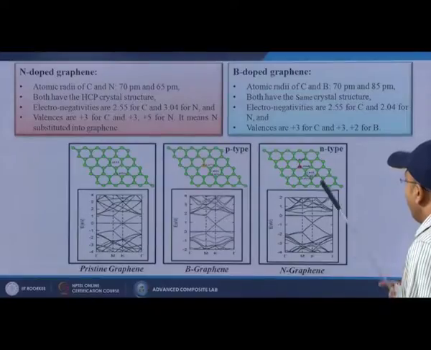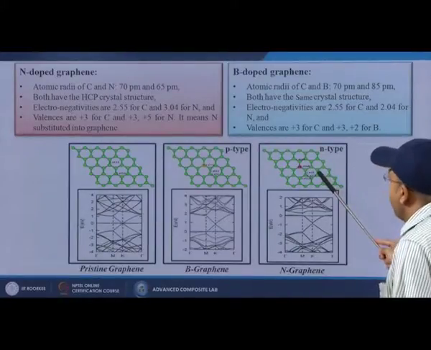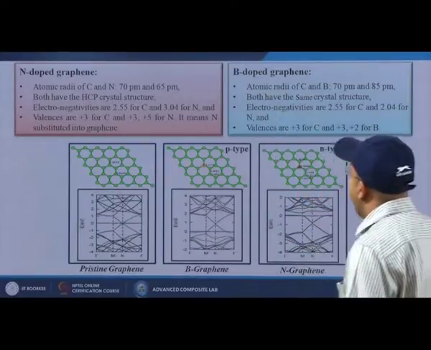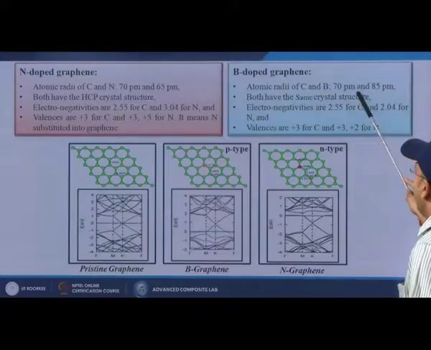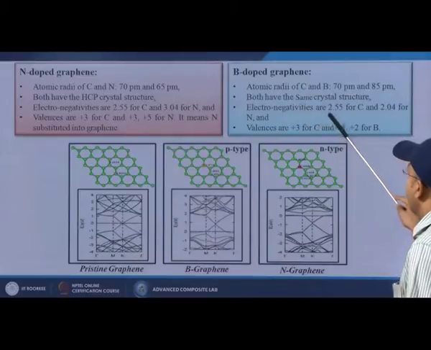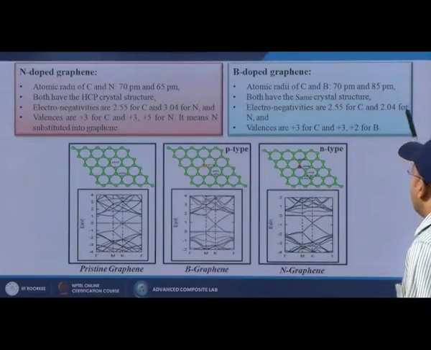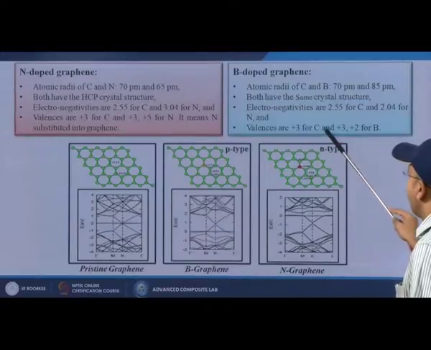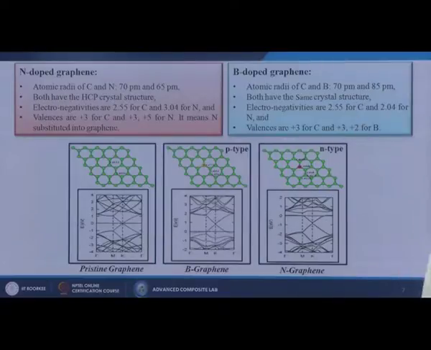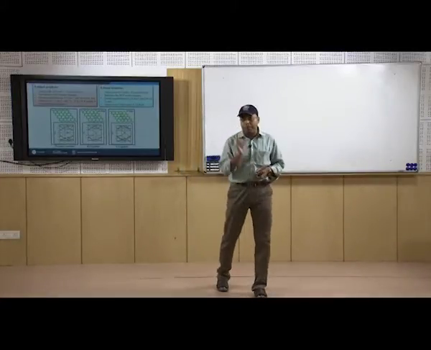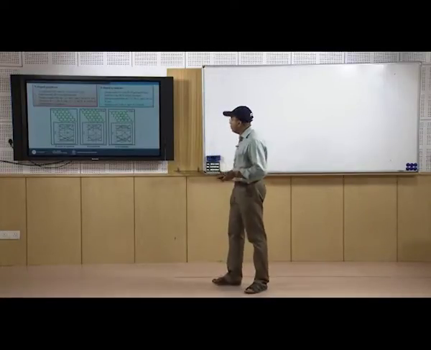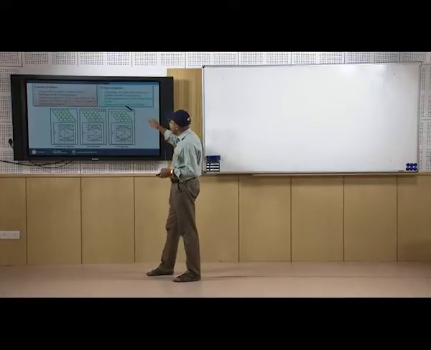And when we are doing the nitrogen doped graphene, simply nitrogen is doing the n type. Why is it called the B doped graphene? The atomic radii of carbon and B are 70 pm and 85 pm, and both have the same crystal structure. Electronegativities are 2.55 for C and 2.04 for B, but valencies are +3 for carbon and +2 for boron. So in that particular case the doping of boron inside the pristine graphene is very difficult, because the boron valency is less than the carbon.